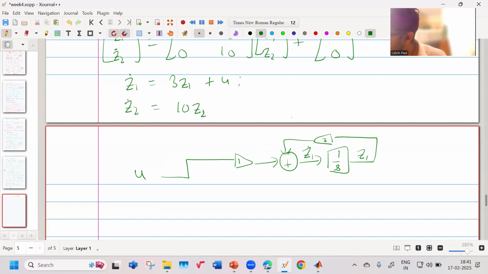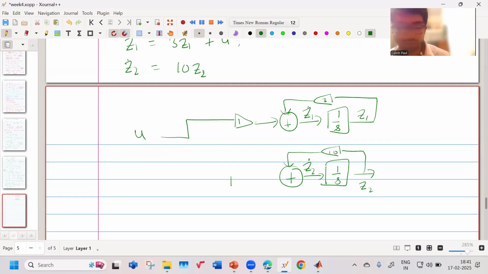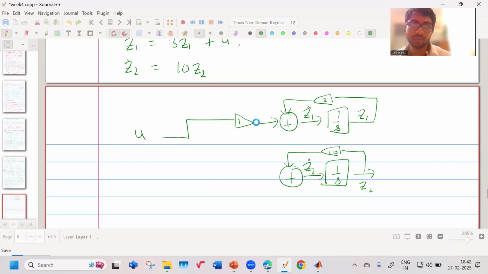And your Z2, let us say this is your 1 by S. This is your Z2 dot, and this is your Z2. This is plus 10. So Z2 dot is equal to 10 Z2. So if you can see, your U is not connected to Z2. Your U is not connected to Z2. That is why it is uncontrollable. You're not able to control it, right?